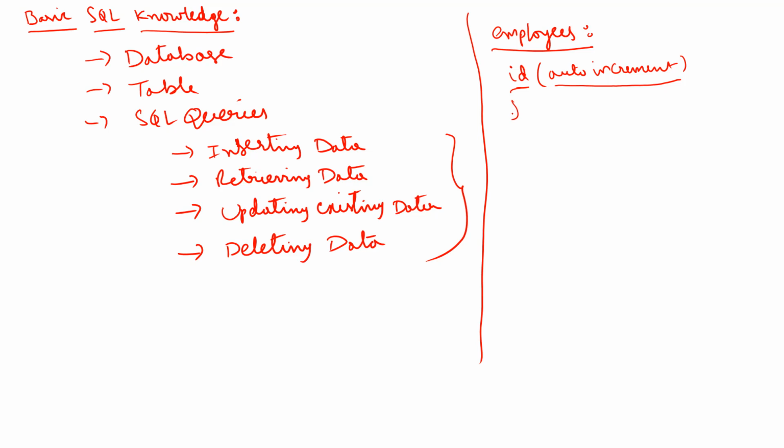And the second one is first name, for capturing the employee first name, and then last name, for capturing the last name of the employee, and then age, and then company, and then salary. So these are the 6 fields that we are going to capture.